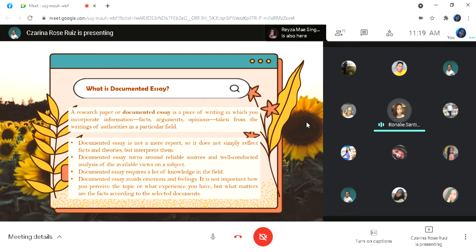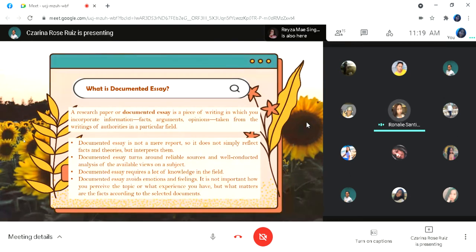Another definition is that it's not a mere report. It does not simply reflect facts and theories but interprets them. Aside from that, it turns around reliable sources and well-conducted analysis of the available views on a subject. It also requires a lot of knowledge or expertise in the field. And lastly, documented essays avoid emotions and feelings.